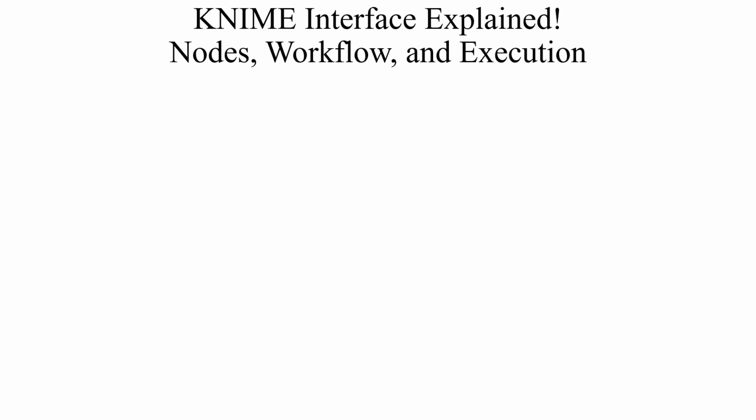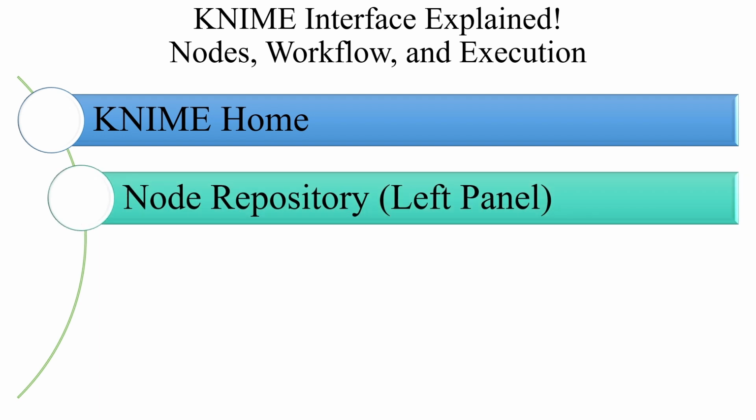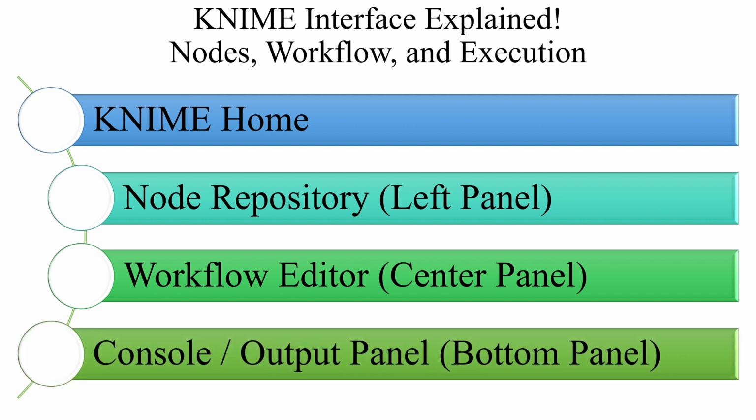In this video, I would like to explain the KNIME interface, and here we would like to discuss the KNIME Home tab, Node repository, workflow editor, and console or output panel. So basically, the interface has its components. So let's talk about the home page.